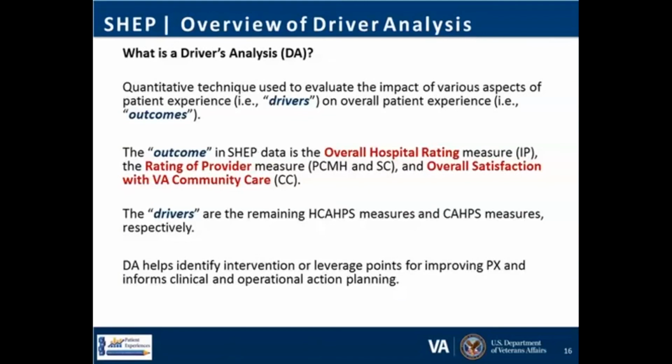So here, a driver's analysis is divided into, you can think of it as, two different sets of questions within the surveys. The outcomes could be defined for inpatient as the overall rating of the hospital. For primary care and specialty care, it would be the overall provider rating. And for community care, it's the overall satisfaction of care in the community. The drivers would be the remaining HCAHPS and CAHPS measures, respectively.